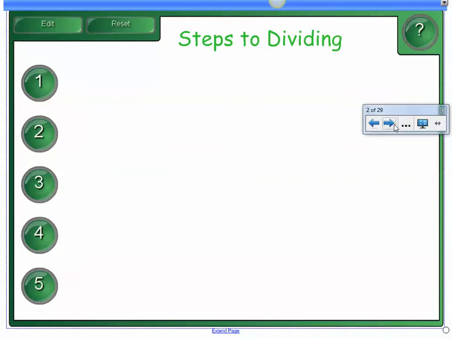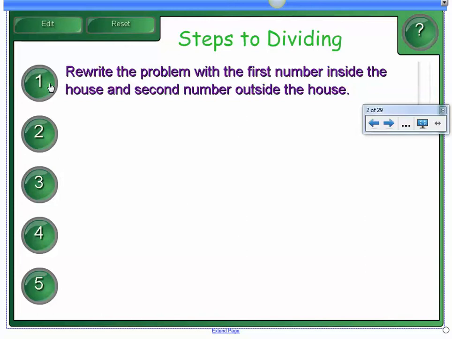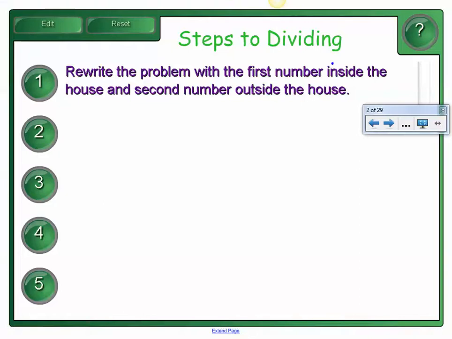So we have some steps that we need to go through and follow. Step 1 says rewrite the problem with the first number inside the house and the second number outside the house. Again, the first number is going to be that math vocabulary word we learned earlier in the year called the dividend. And the second number is called the divisor. So the dividend goes in the house, and the divisor goes out of the house when we're rewriting our division problems. It doesn't matter which number is bigger or smaller. First number just goes in.